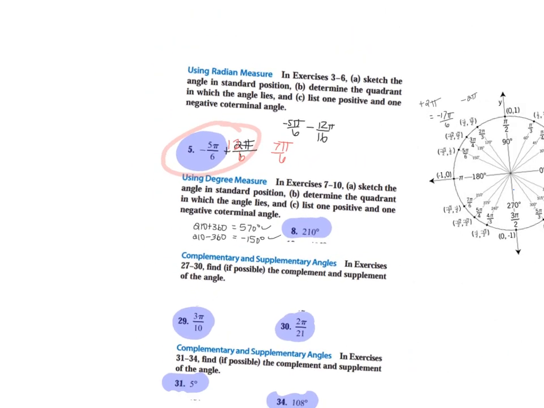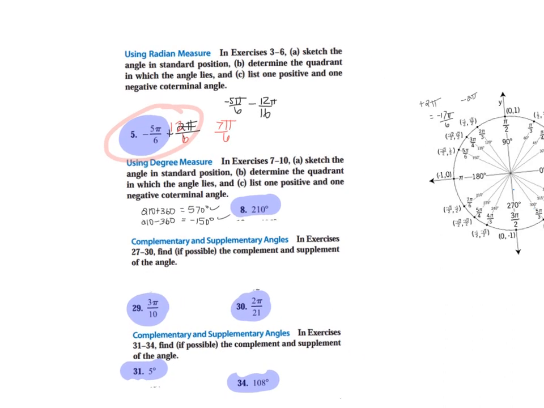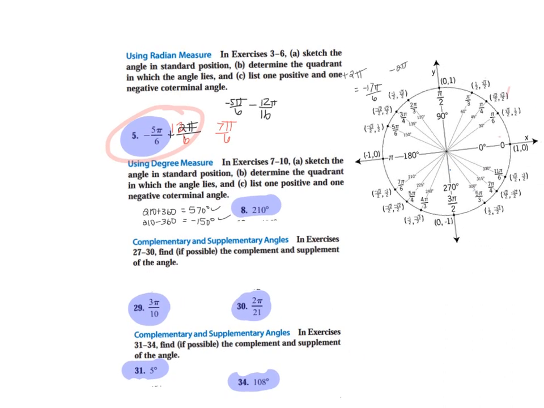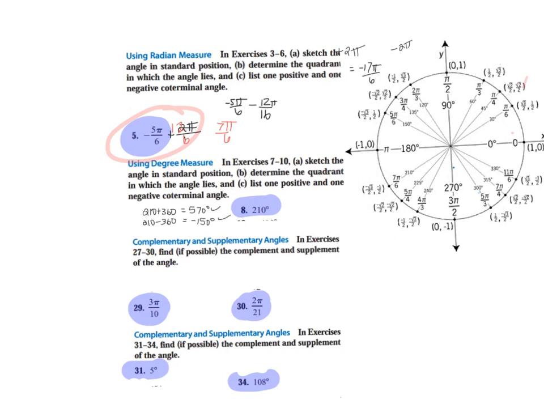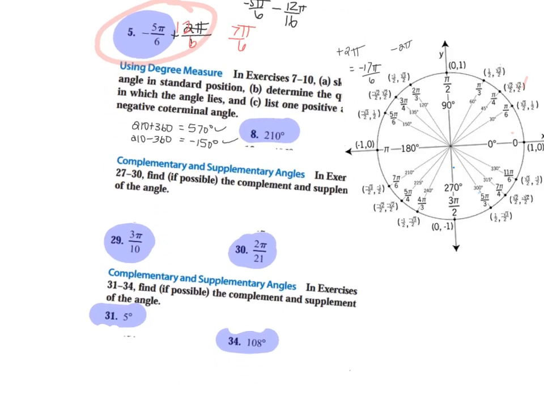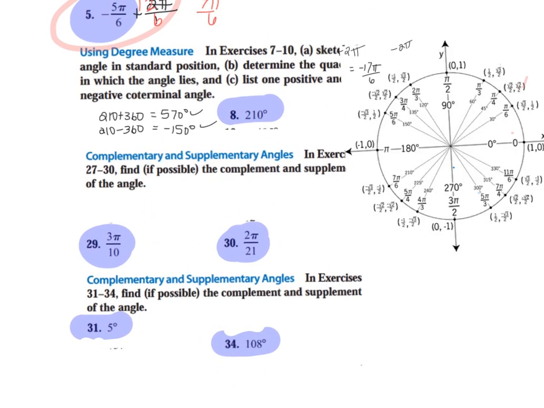Because you're adding and subtracting 2 pi, a whole circle. But we do 2 pi because we start off in radians, so you're just going to do it in radians.